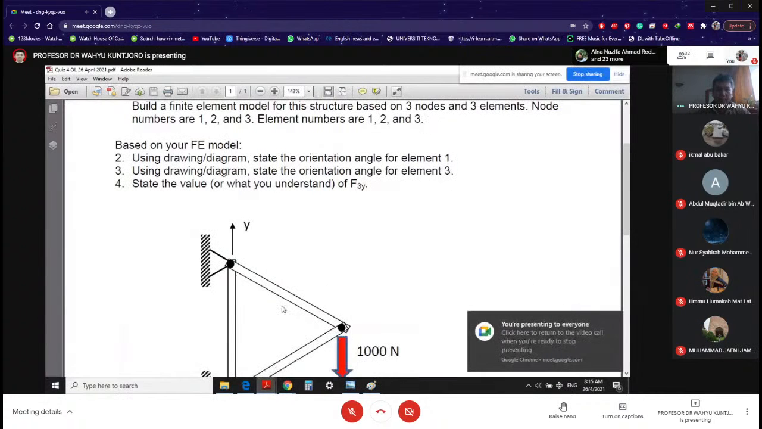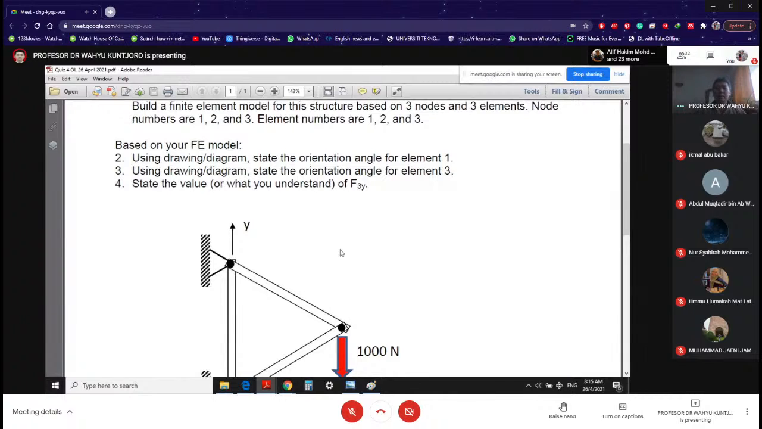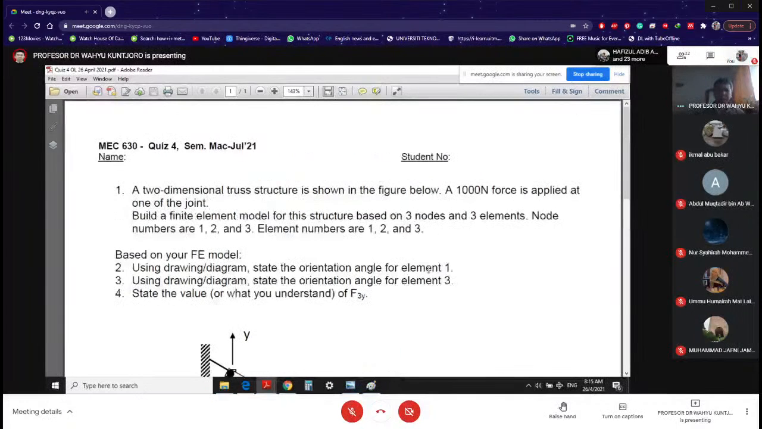And finally, the last question is, look at node number 3 of your finite element model. It can be anywhere in your model, depending on your model, and then state the value of f3y. State the value of f, just like what we have done in our previous quizzes.